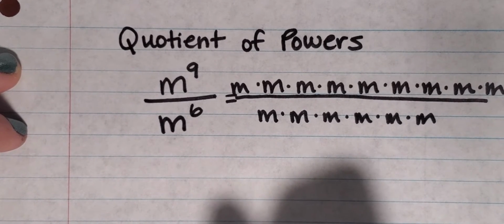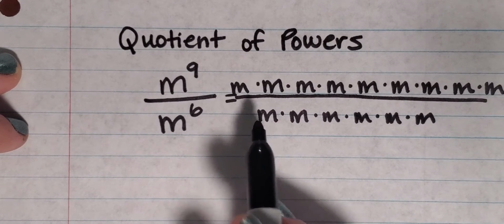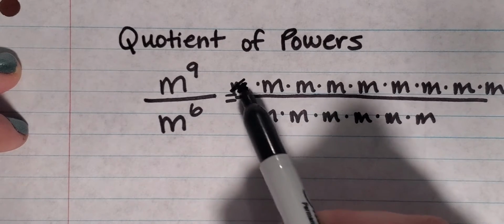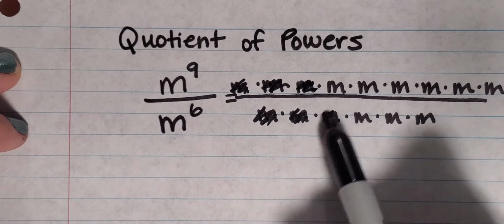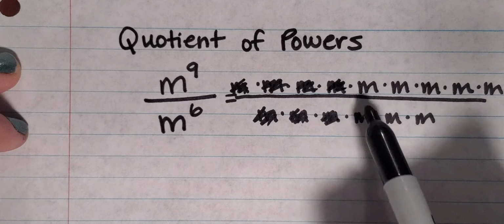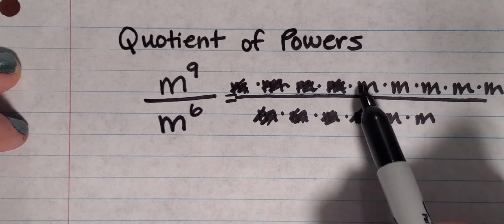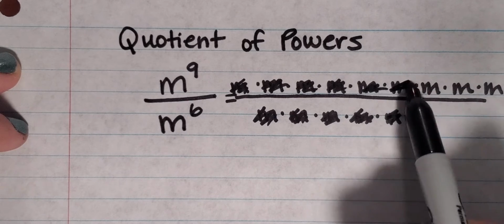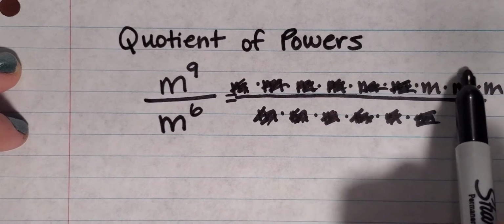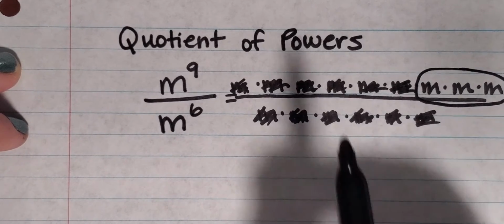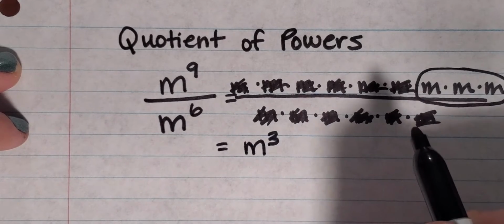And then once we have things in the numerator and the denominator that match, we can actually cancel them out. So this m is going to cancel out with this m. I'm just going to go down the line, because when I have the same thing divided by the same thing on the bottom, they would just turn into 1. So once I've cleared out 6 of them, I'm left with 3 on the top. So my answer would be m to the 3rd power.